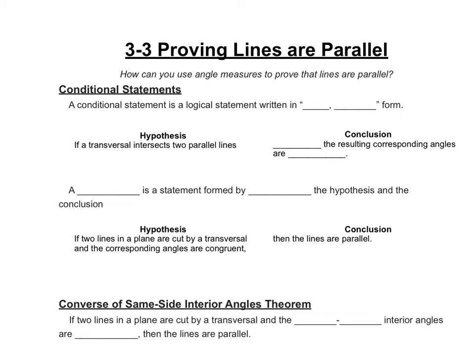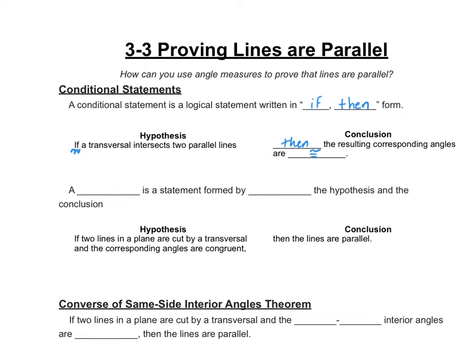So we begin with conditional statements, and a conditional statement is a logical statement written in if-then form. For example, the hypothesis: if a transversal intersects two parallel lines, then the resulting corresponding angles are going to be congruent.